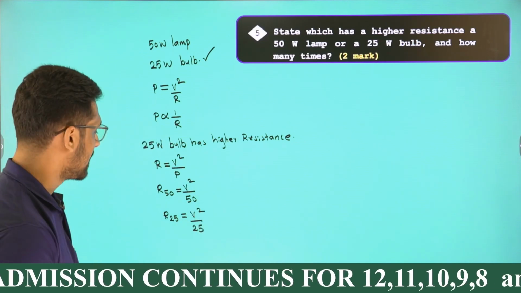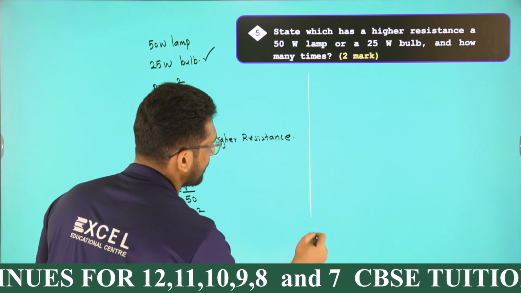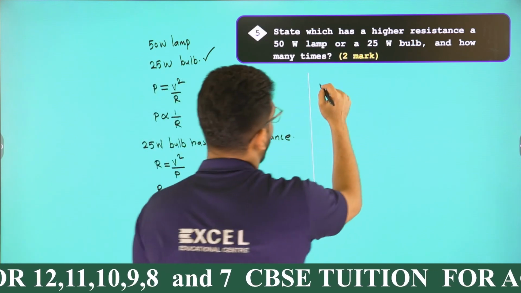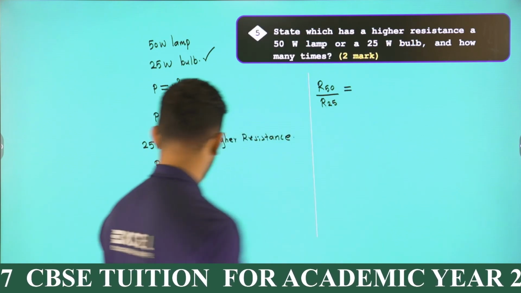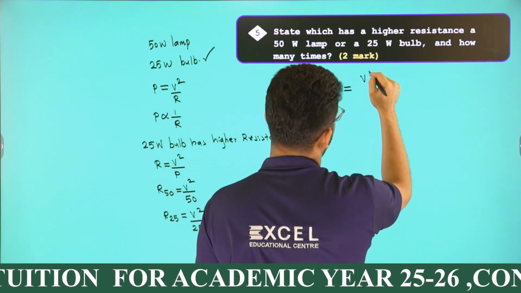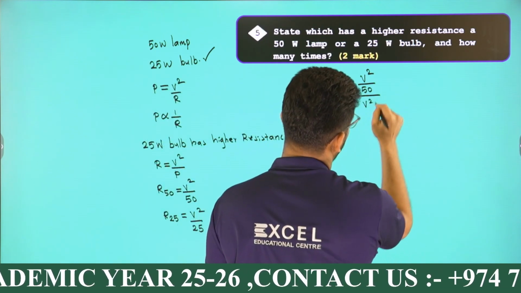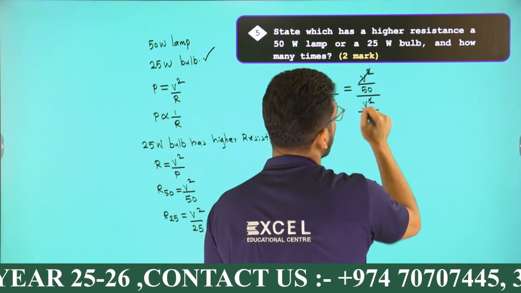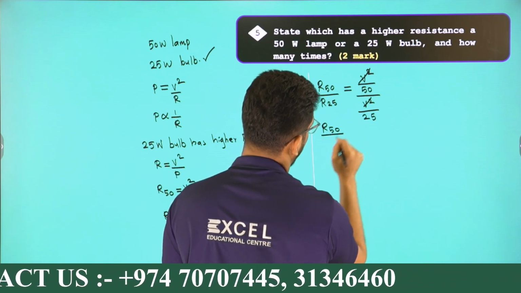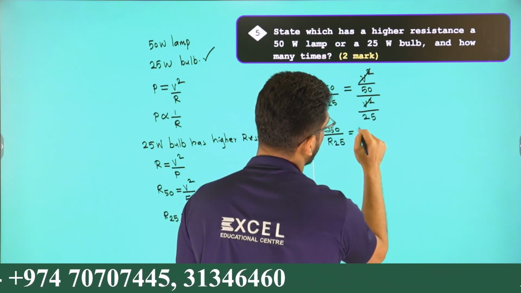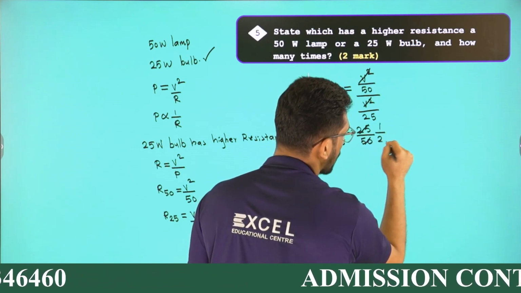Okay? Now compare these equations. How to compare them? We know how to compare them. Just divide them. R50 divided by R25 is equal to V square divided by 50 by V square divided by 25. The V square is gone. 25 will be coming to the top. Then I can write R50 divided by R25 is equal to 25 divided by 50. That will be 1 by 2.